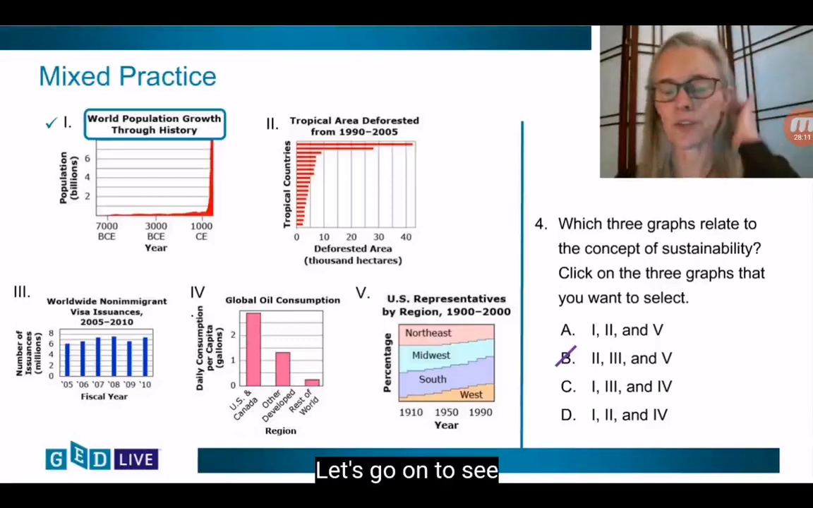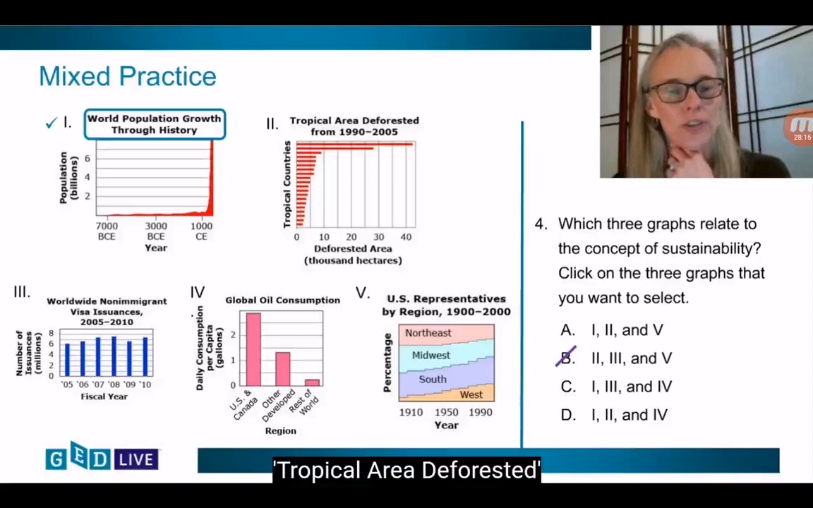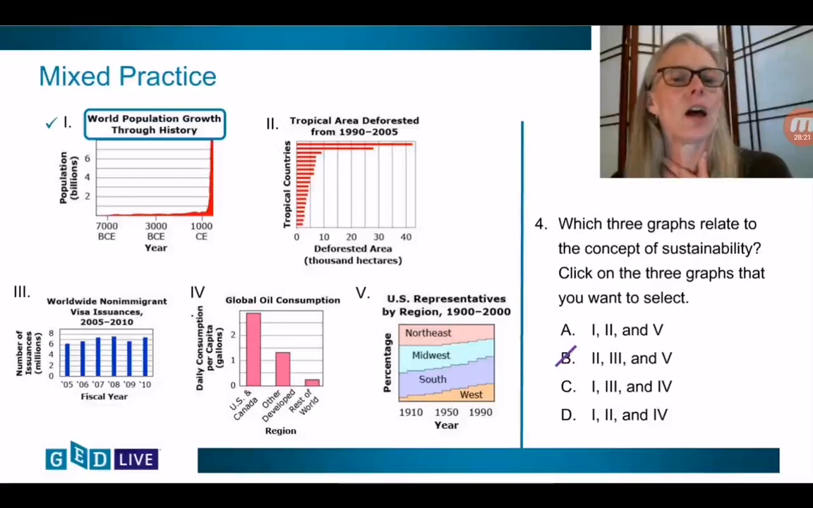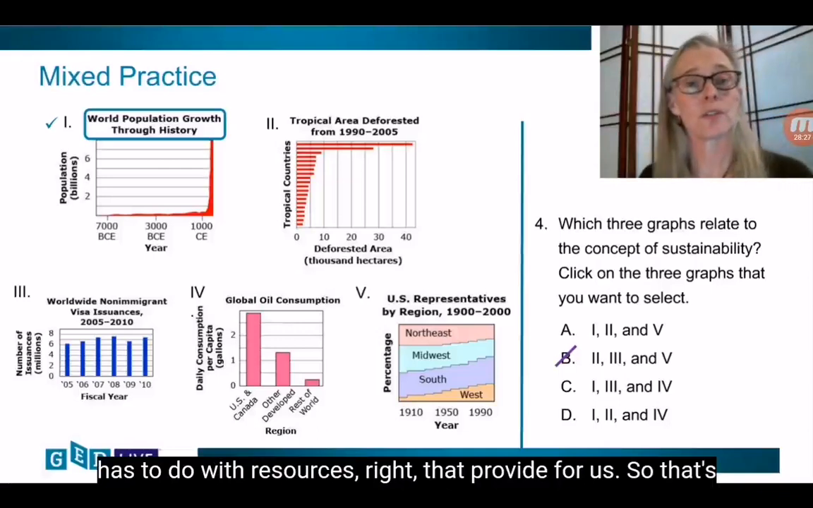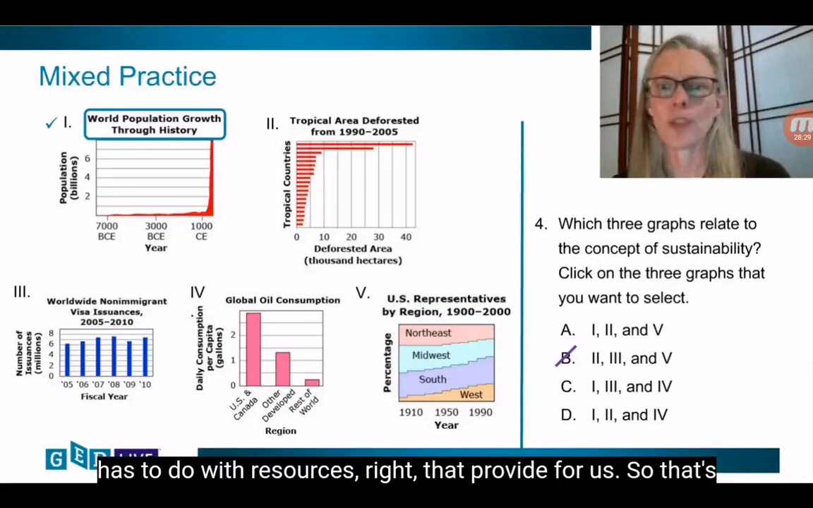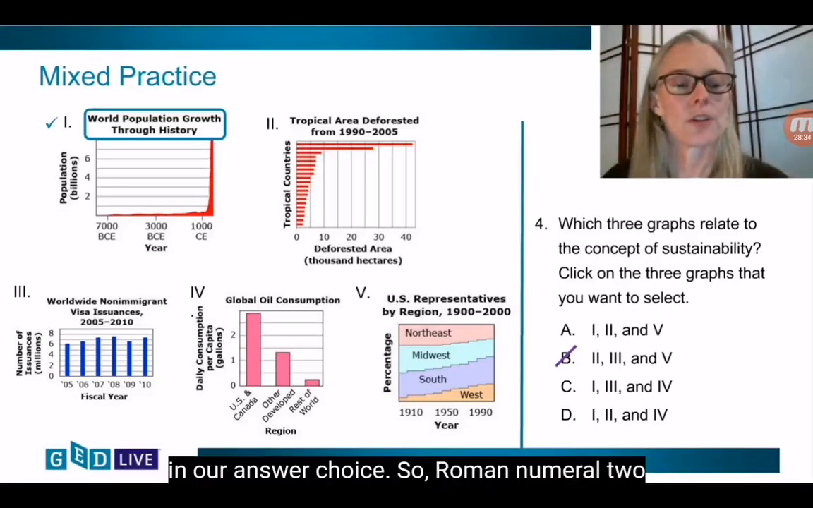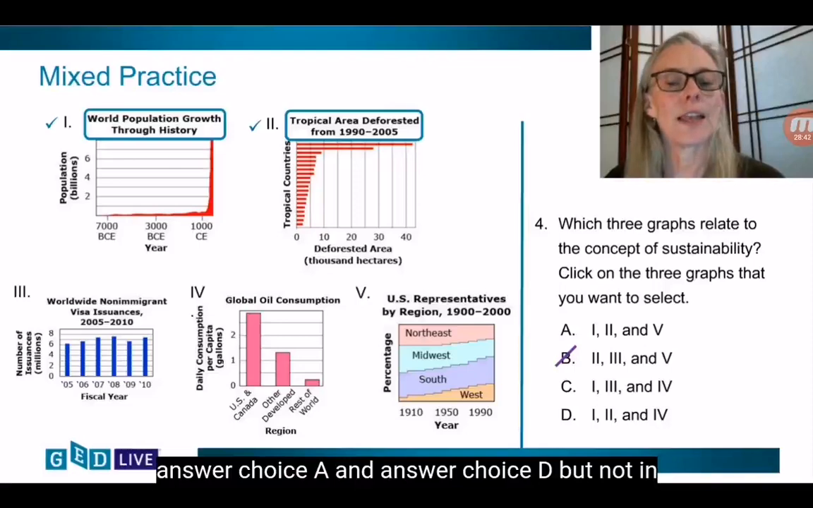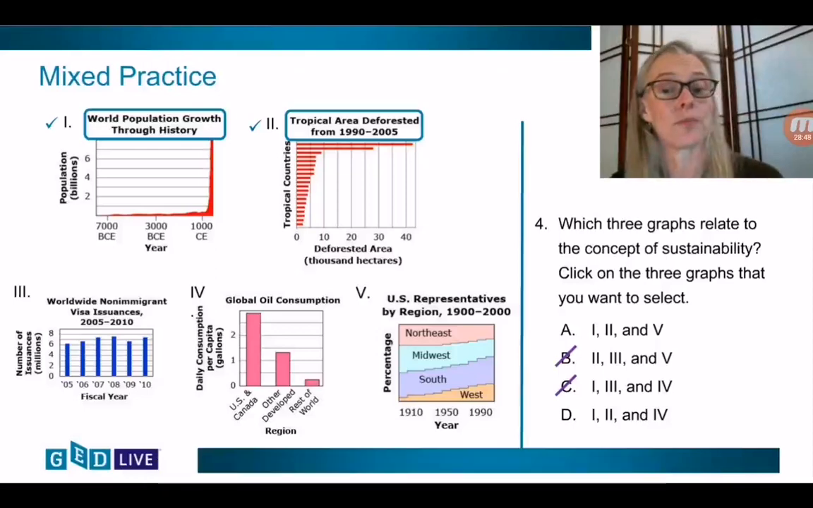Let's go on to the second graphic here. Tropical area deforested over this 15-year period. How many acres of forest we're losing has to do with resources that provide for us. So that's going to be relevant too. So we need to have 2 in our answer choice. Roman numeral 2 is in answer choice A and answer choice D, but not in answer choice C. So we have to get rid of C because we need Roman numeral 2 in there.